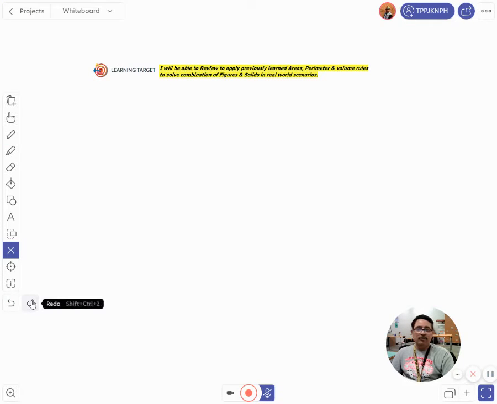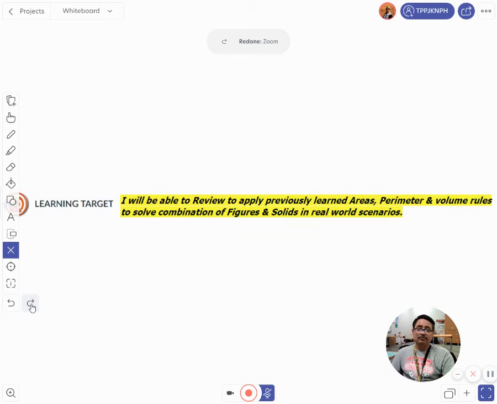Hi, in today's class, I'm going to explain... I mean, you will be able to review and apply the previously learned area, perimeter, and volume rules. And we use these rules to solve combinations of figures and solids in real world scenarios.